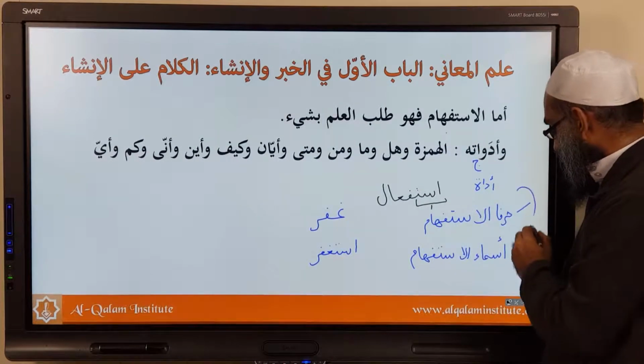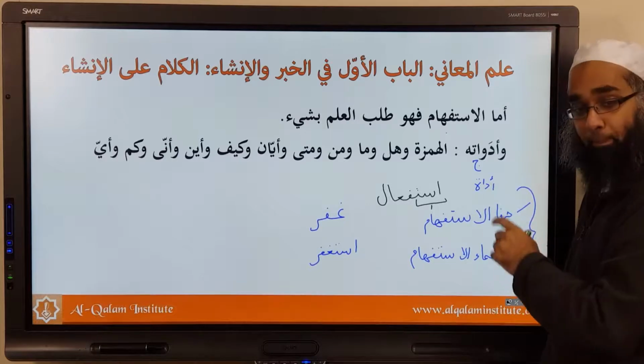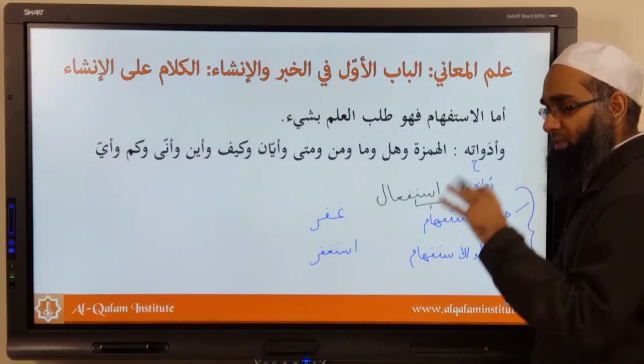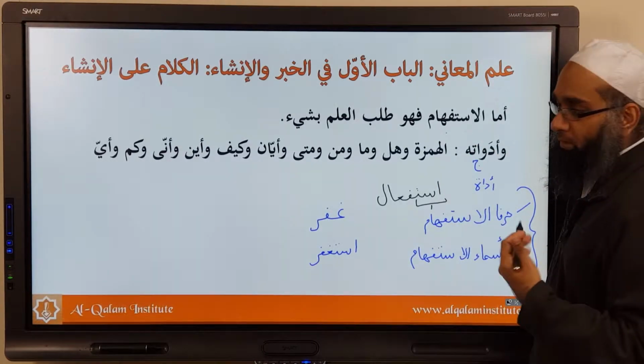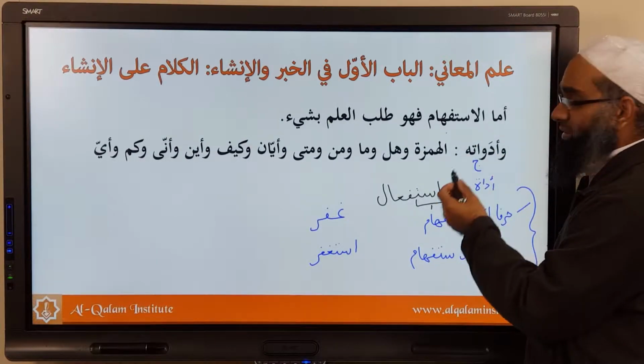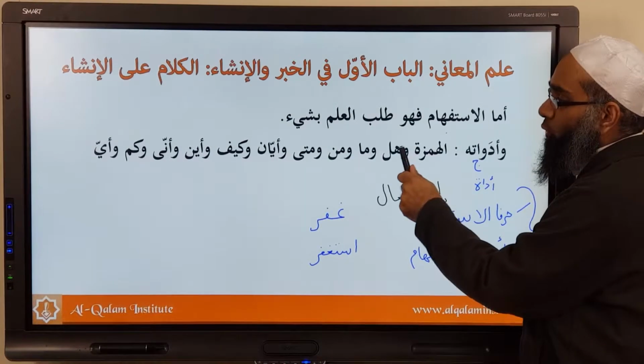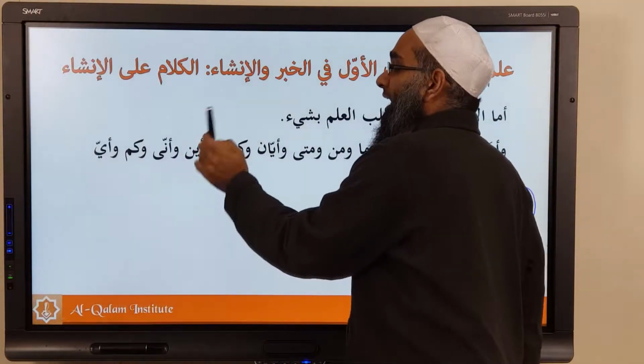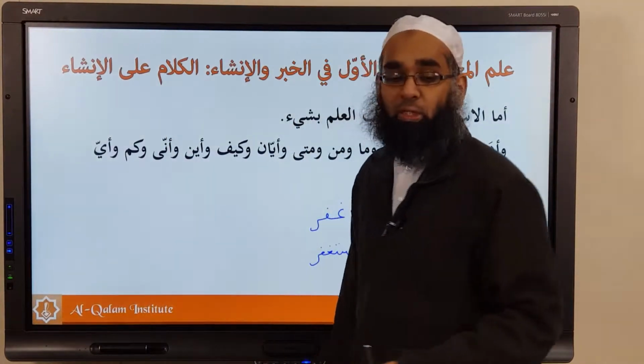We use the word what? Adatun, which includes what? Both, the tool. So anything that does the purpose of istifham, that does the job of istifham, comes under adawatul istifham. So adawatuhu, the tools of istifham are الهمزة وهل وما ومن ومتى وأين وكيف وأين وأن وكم وأين.